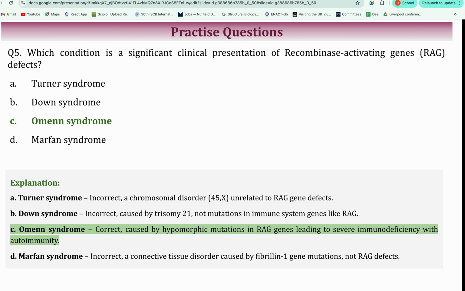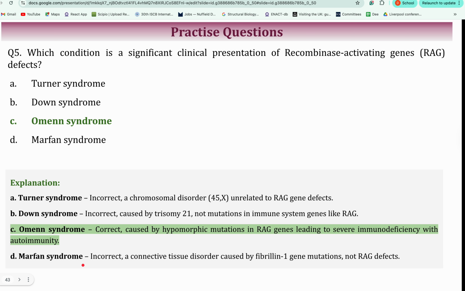Now let's look into the other options as well. So the first option was Turner syndrome. It is incorrect because Turner syndrome is a chromosomal disorder, especially of the X chromosome, and it is unrelated to RAG gene defects. Next was Down syndrome. It is also incorrect because it is caused by trisomy of chromosome number 21, and it is not related to mutation in the RAG gene. Whereas Omenn syndrome is caused by hypomorphic mutations in the RAG genes, which lead to SCID, severe immunodeficiency with autoimmunity.